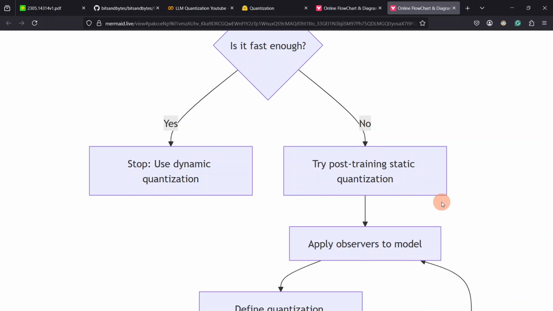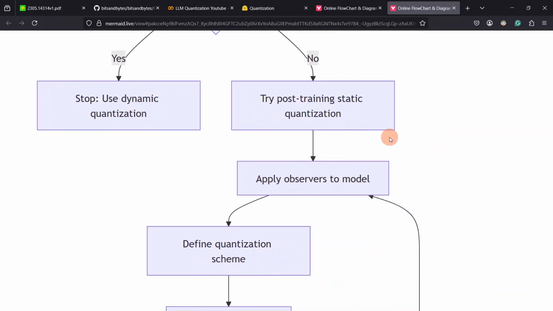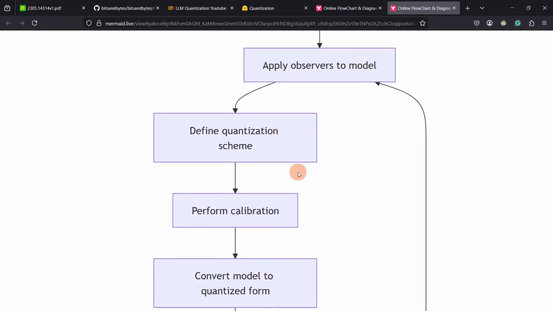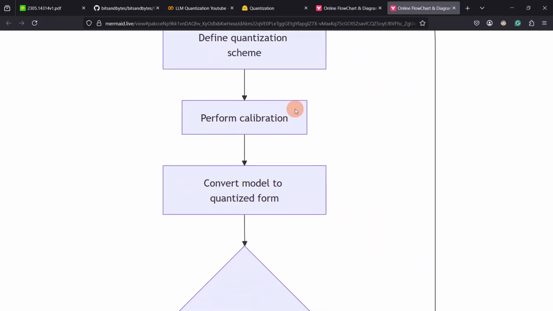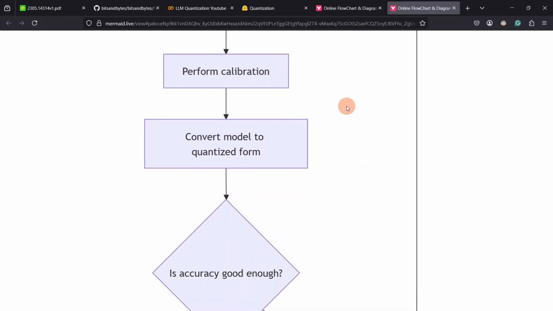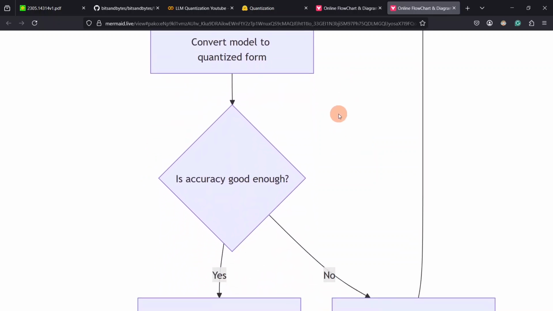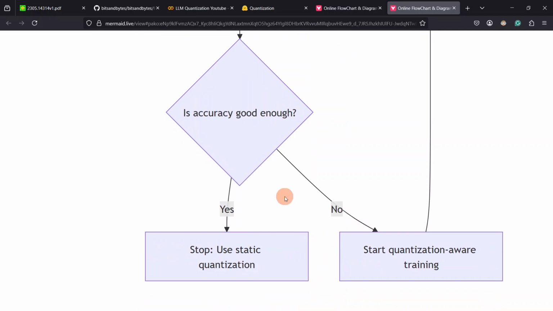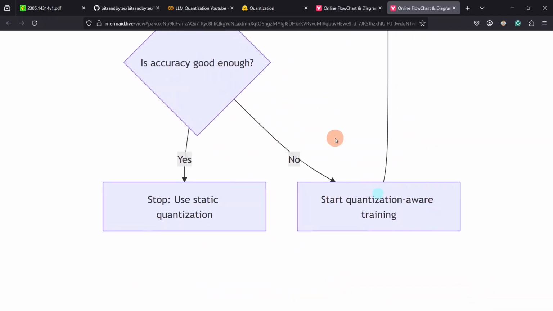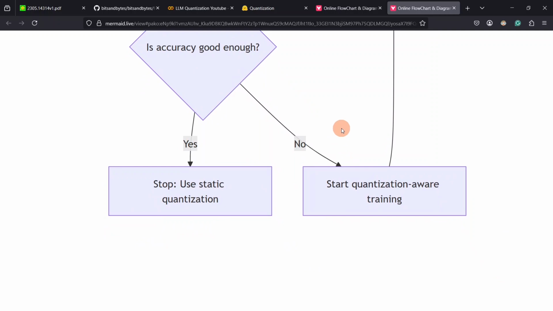So try post training static quantization, which can be faster than dynamic quantization but often with a drop in accuracy. Apply observers to your models in places where you want to quantize, which implies defining which quantization scheme to use. Perform calibration, convert the model to its quantized form. Are you getting good enough accuracy? Then use static quantization. Otherwise, start quantization aware training this time.